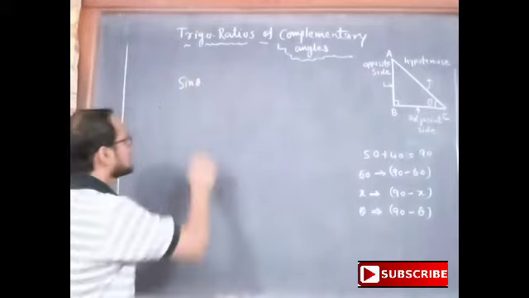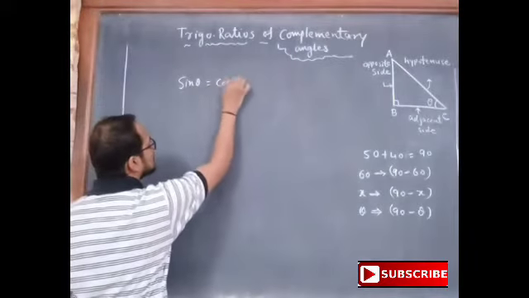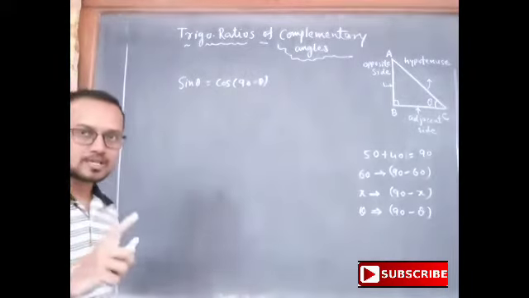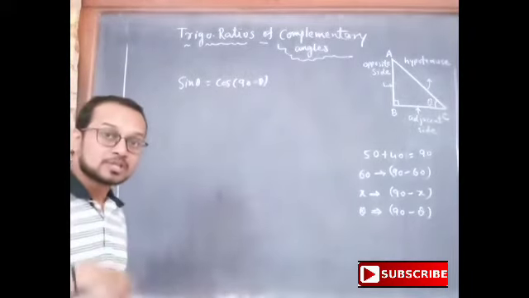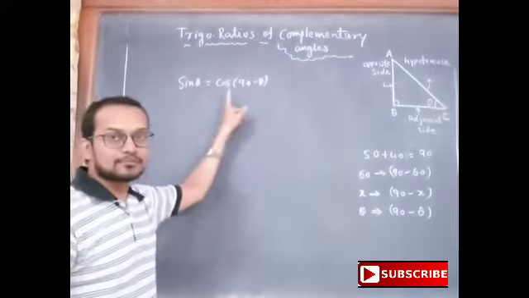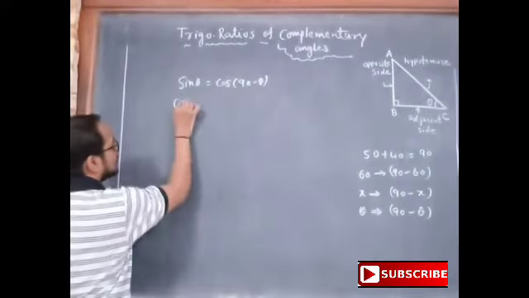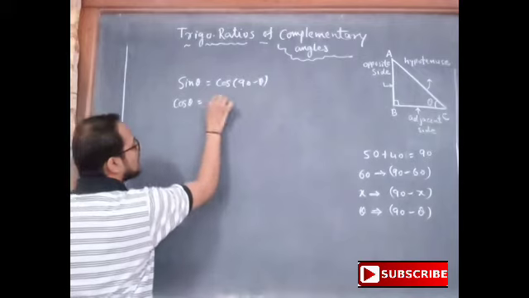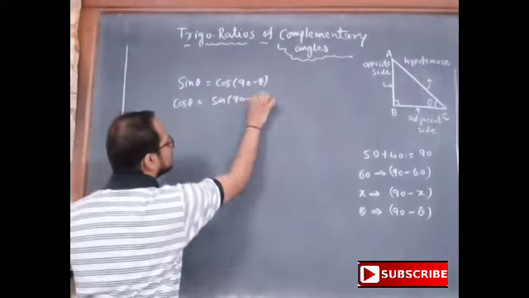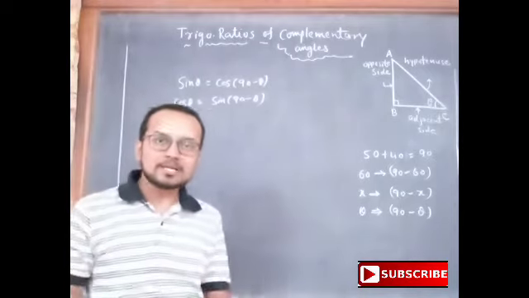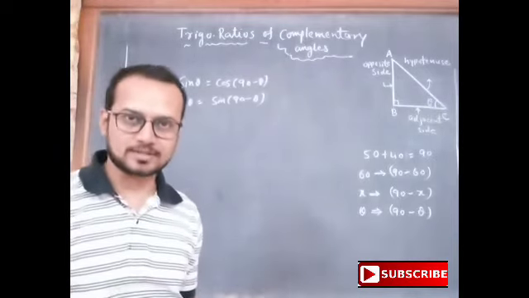It means we get sin theta equal to cos (90 minus theta), as sin and cos are complementary angles of each other. So as sin is complementary of cos, cos will be complementary of sin. So we can say that cos theta equals sin (90 minus theta). This is the relation of sin and cos being complementary trigonometric ratios of each other.